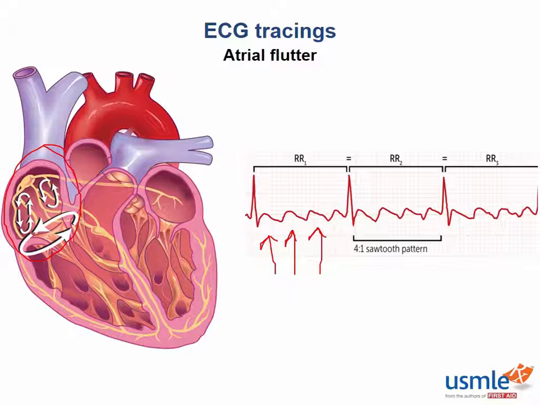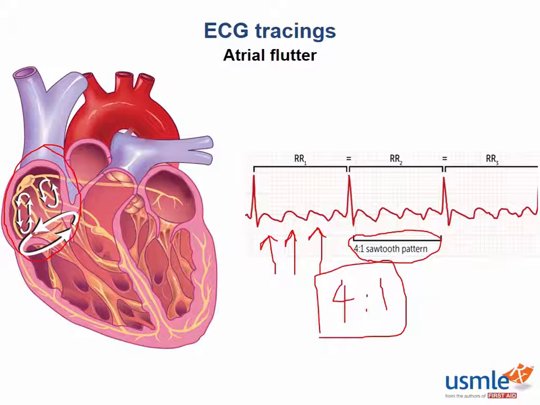We can see the P wave, so the electrical activity is appreciated on EKG, but it's depolarizing and contracting too fast. So for every, say, 4 times the atrium depolarizes, the ventricle only depolarizes once. And that's this 4-to-1 ratio that we see here in this rhythm strip. This is referred to as a sawtooth pattern, and it is a pathognomonic sign of atrial flutter.